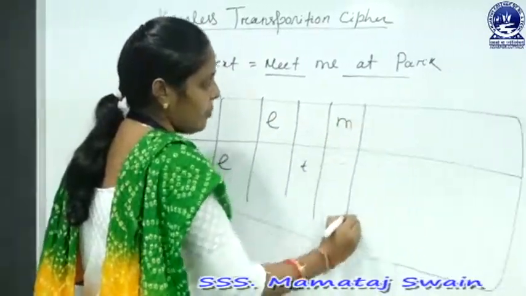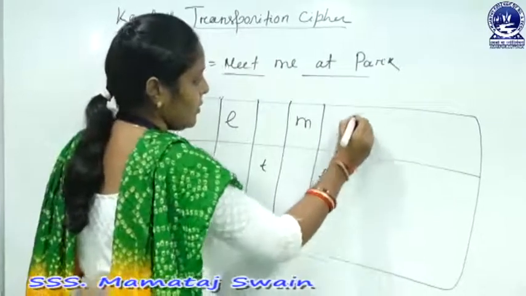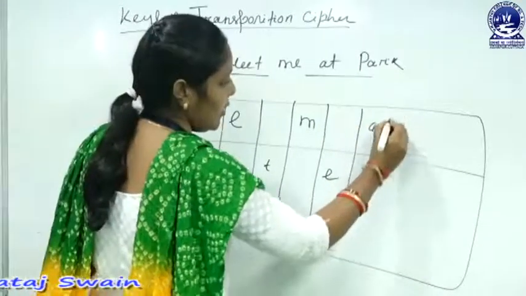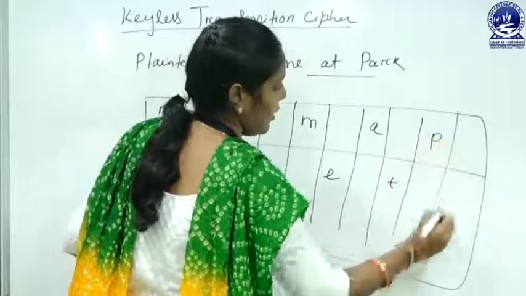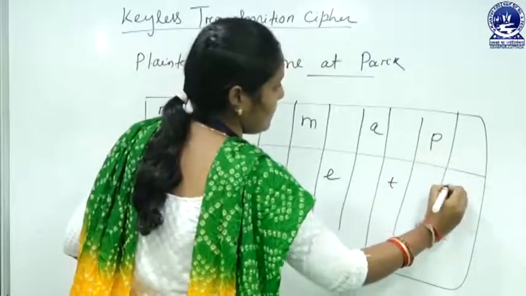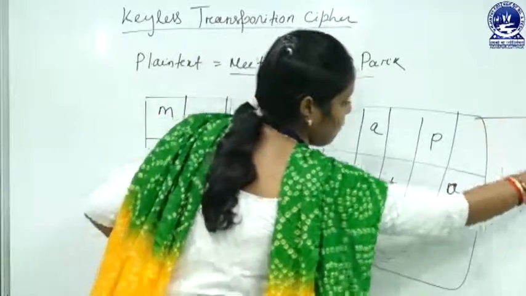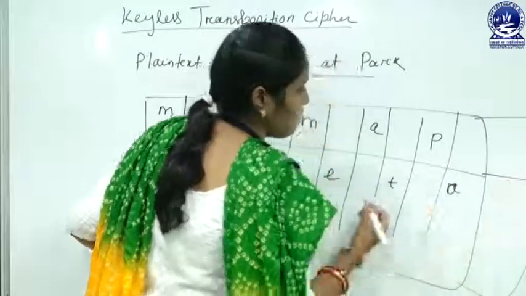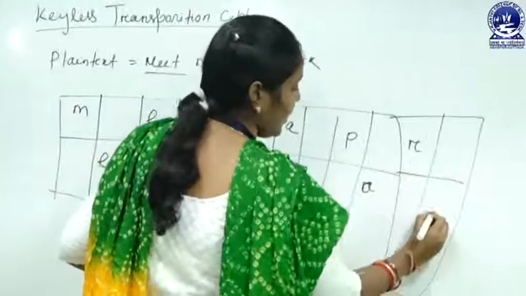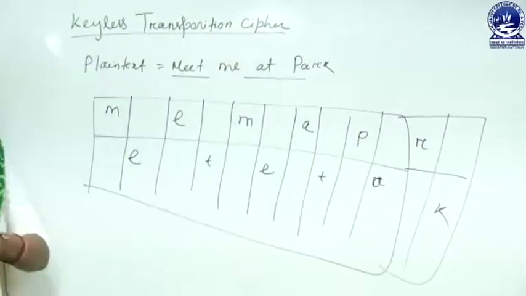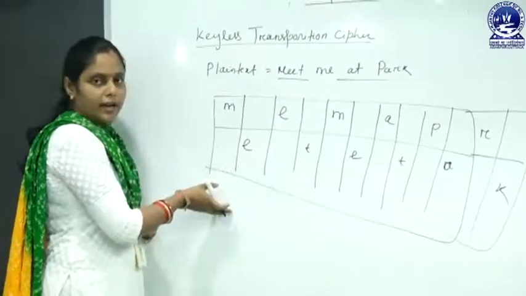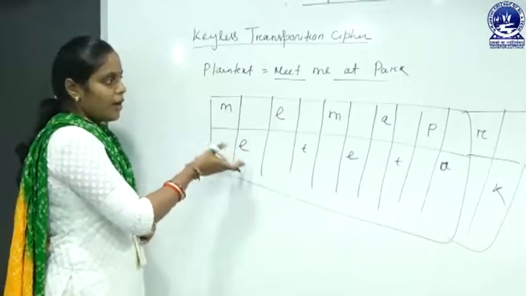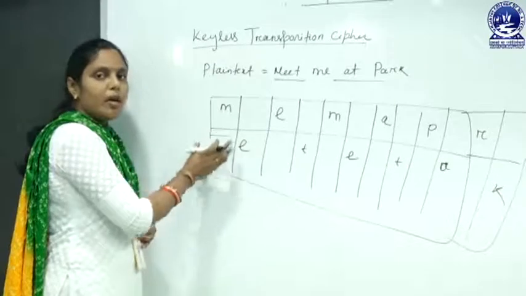then M, E, A, T, P, A, then R, then K. Now this is our plain text, which is written in a table format, and here we write our plain text column by column.